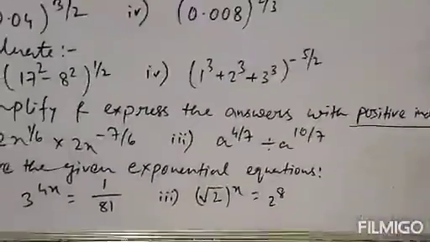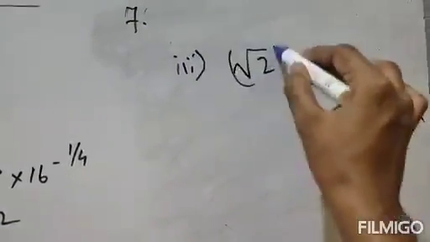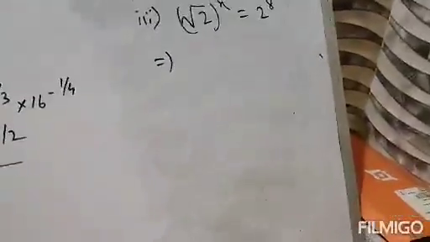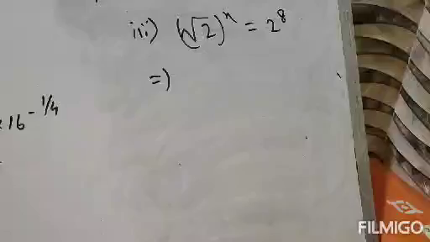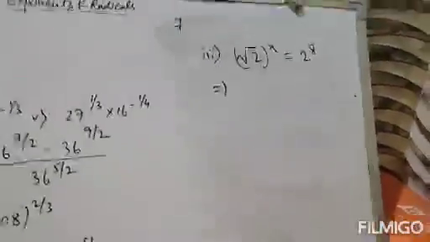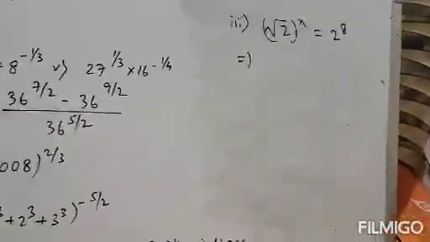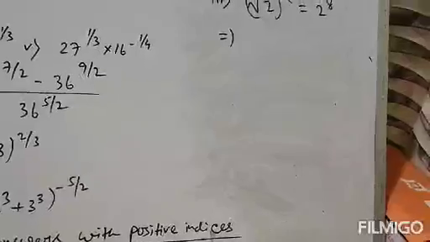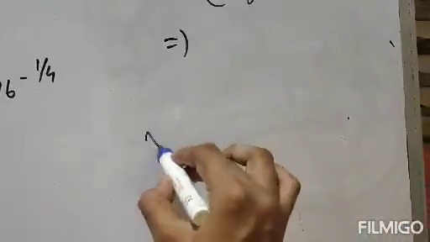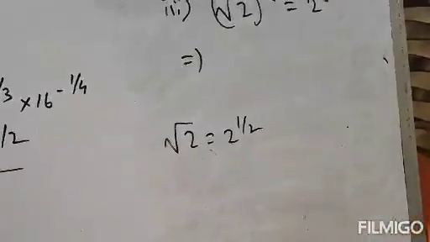Question number 3. It is root 2 to the power x equals 2 to the power 8. So how can we solve this and find the value of x? Now see here, on the left side it is root 2 to the power x. Now we will break root 2. Root 2 means 2 to the power 1 by 2. We know this.